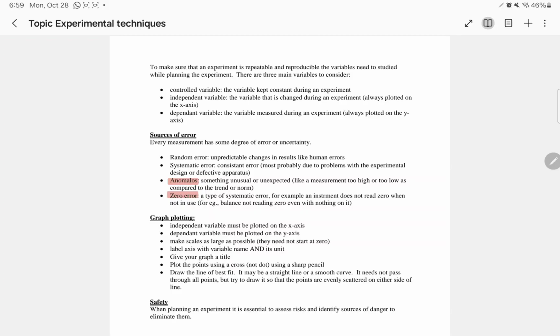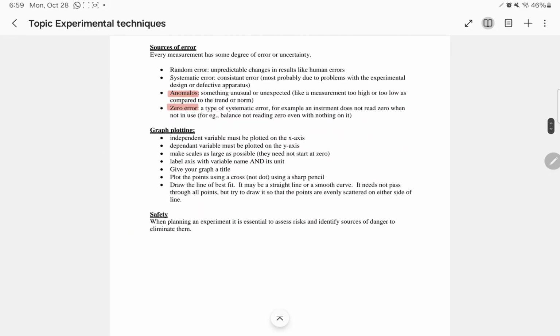Now, there are different types of errors. A random error is human error. A systematic error is anything wrong with the things you're using to do the experiments. An anomalous result is anything unusual or unexpected, like getting a measurement way too high or way too low. A zero error is when an instrument, like a balance for measuring mass, isn't calibrated to the zero point. Without anything on it, it measures, let's say, 2 grams, when it should be at 0. This is what a zero error is.